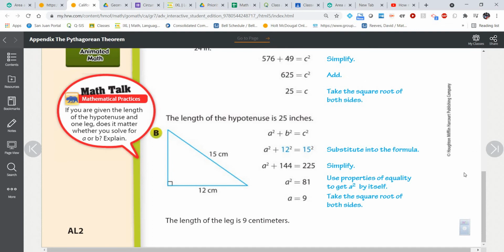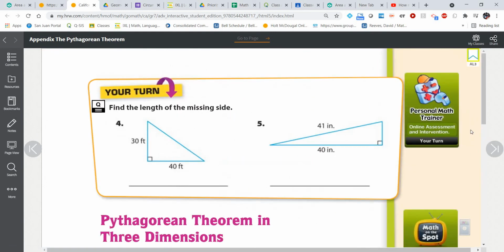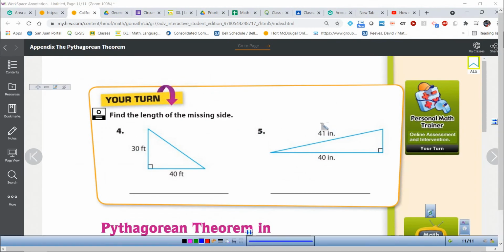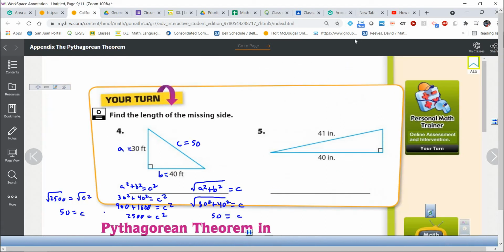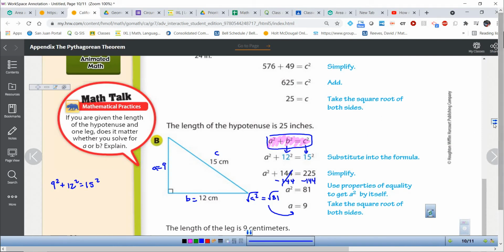All right, so I'm going to try to model that for you as we find a missing side here. In this example, you'll notice this is our hypotenuse, it's C. This right here can be A or B. I'm going to call this one A, and I'm going to call this one B. B is the one that we don't know, but take a look back here.